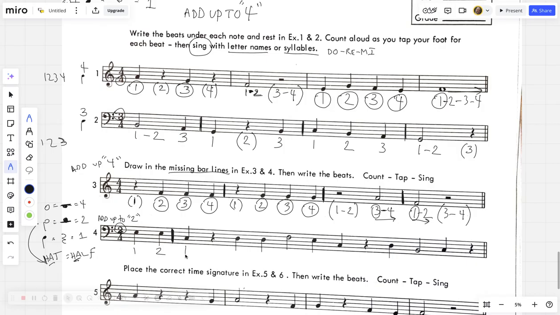Reset the count to 1. Quarter note. What is this guy? Quarter rest. 2. Put parentheses around it. And then the bar line. 1, then 2. Bar line. What kind of note is this? Half note. 1 dash 2, because it goes through for the 2 beats. Right? Bar line. Quarter note. 1. Quarter note. 2. Bar line.